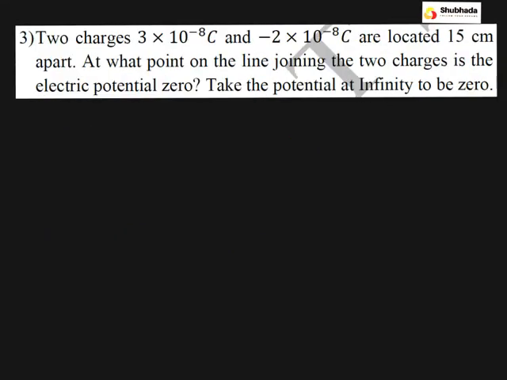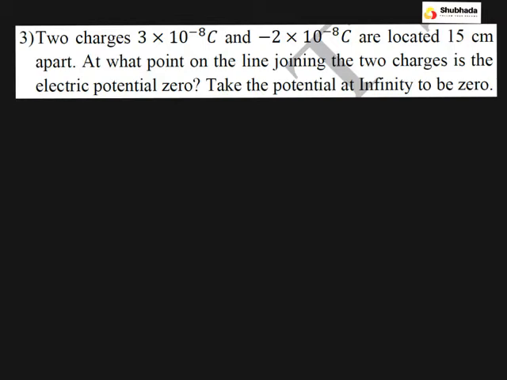Let's look at the next problem. Two charges 3 into 10 to the power of minus 8 coulomb and minus 2 into 10 to the power of minus 8 coulomb are located 15 centimeter apart. At what point on the line joining the two charges is the electric potential 0? Take the potential at infinity as 0. Okay, very important type of problem.